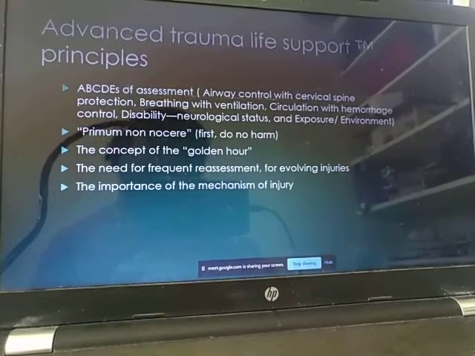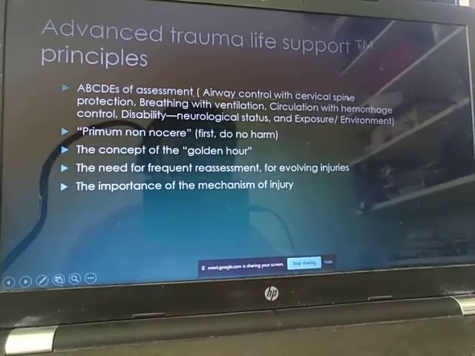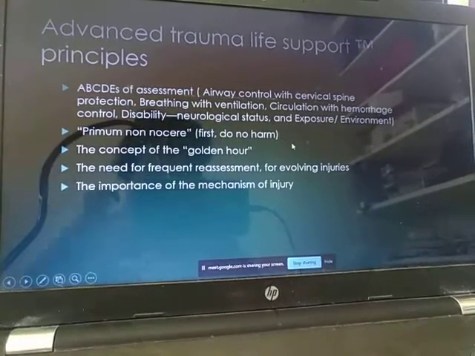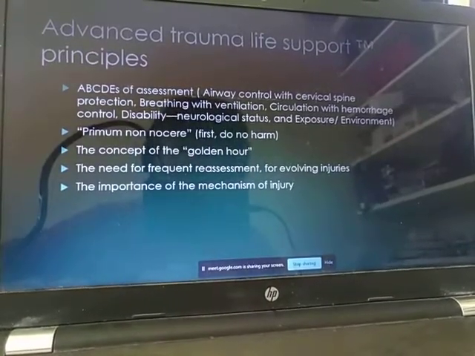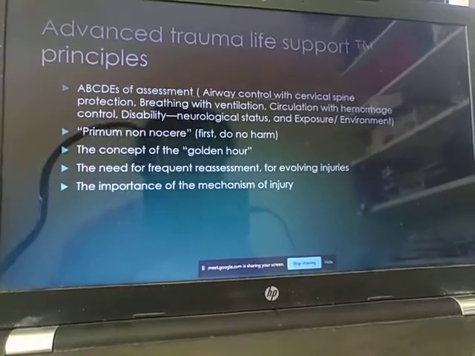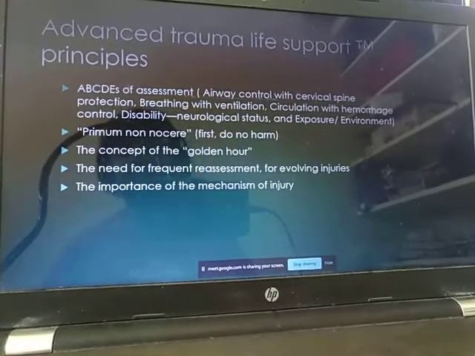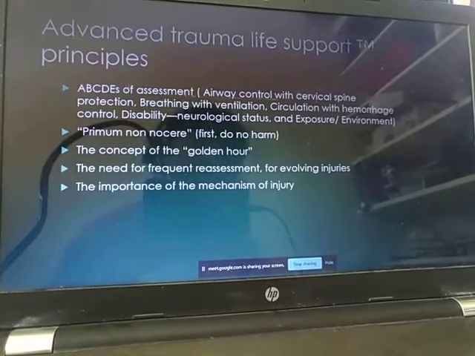The second concept in that, while we were talking about A, assessment, airway control with cervical spine, that cervical spine comes very importantly in primum non nocere. That is, if there is a head injury patient or a facial injury patient, we have a very high chance to suspect that there might be a cervical vertebra trauma as well, which might have a fracture or a displacement or a disc dislodgement, which might cause a cervical spinal cord pathology.